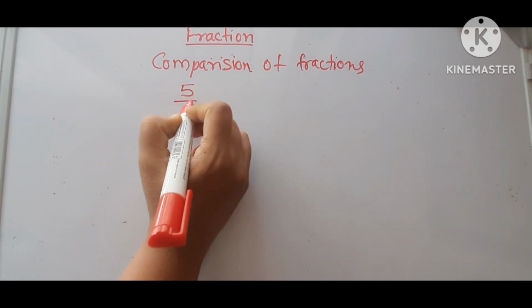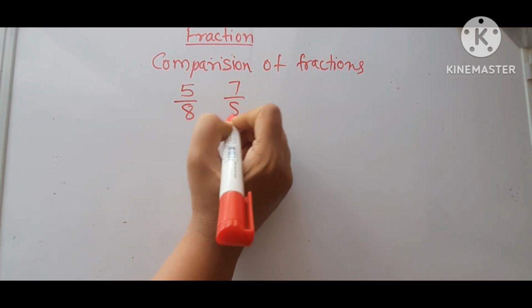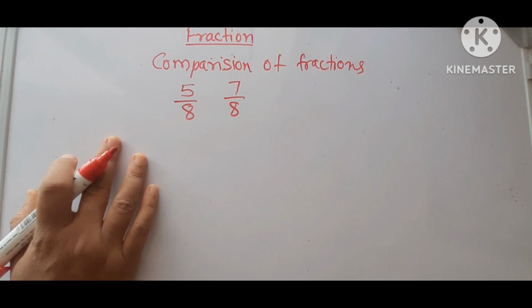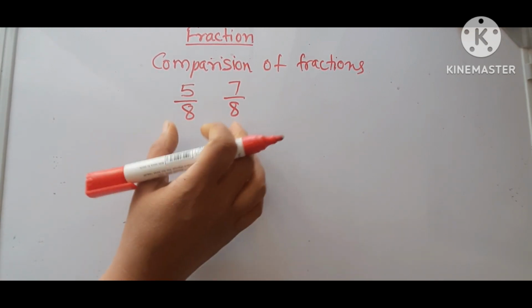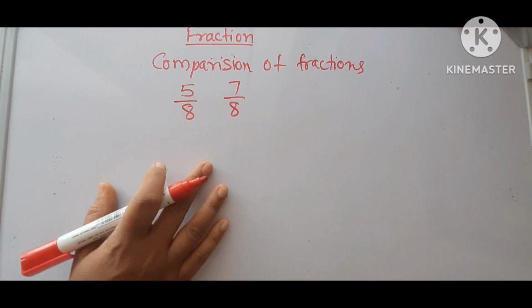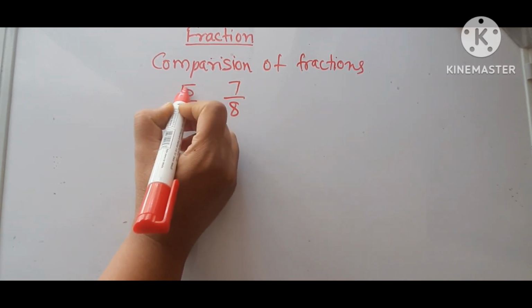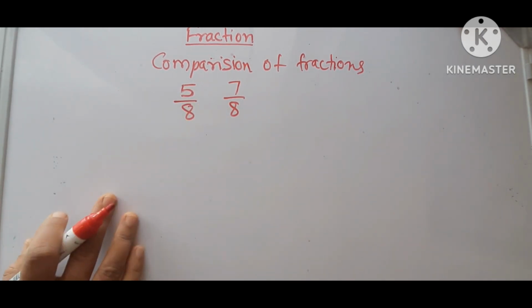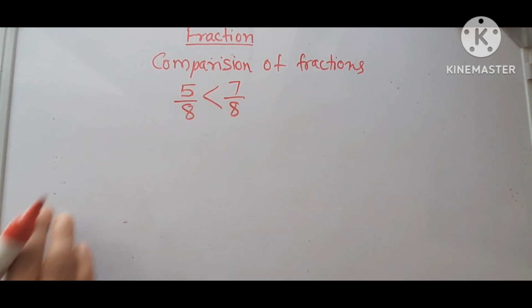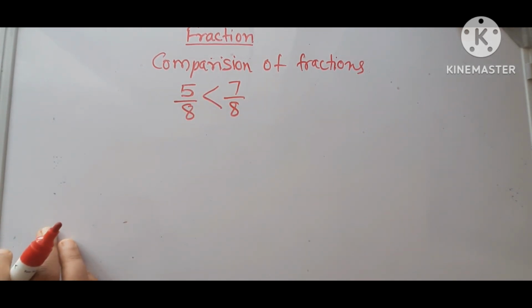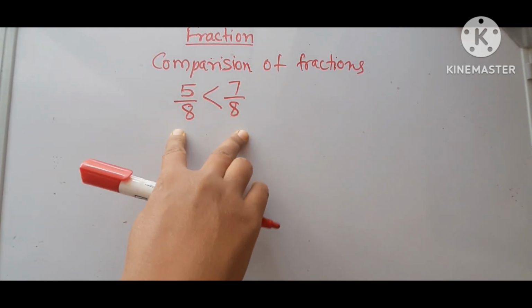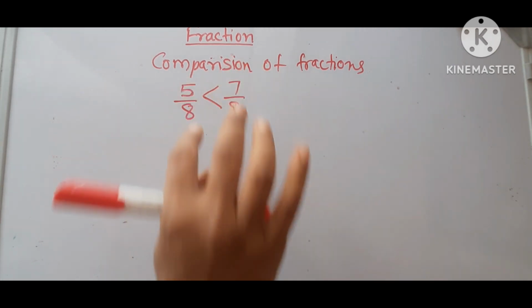Suppose they have given us 5/8 and 7/8, and we need to find the comparison of these fractions. We know these are like fractions because the denominators are the same. If the denominators are the same, we just check the numerator. The numerator which has the larger value is the larger fraction. So in this case 7/8 is larger than 5/8. If the denominators are the same, you just need to check the numerator.